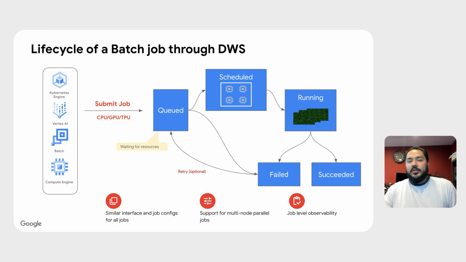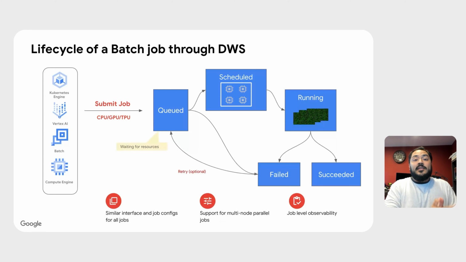When a job is created through DWS, a provisioning request is created to queue the job. From there, it waits until all the required resources are available before your job is scheduled. If for any reason it cannot provision those resources, your job will then fail and you have the option to retry the job to try to queue it again.